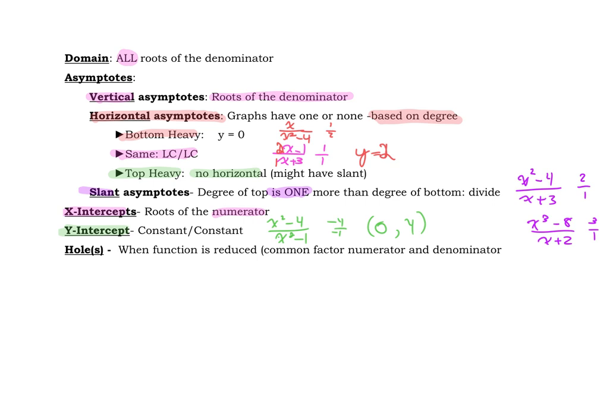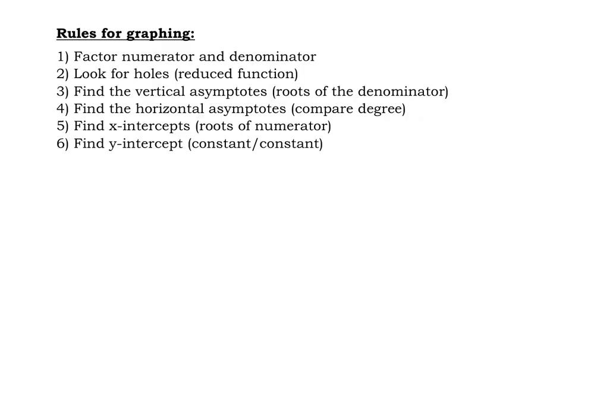And then the last piece, which you don't always have, is a hole. It's when I reduce it, a common factor in both numerator and denominator, then that gives me a hole. So it's part of the domain of one of the discontinuities where we have to union that piece, but it's not an asymptote.